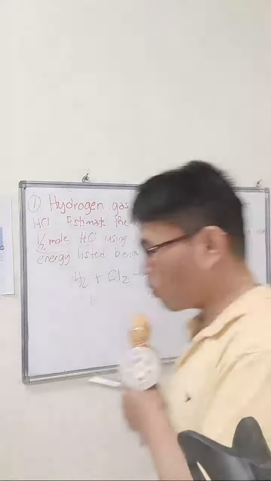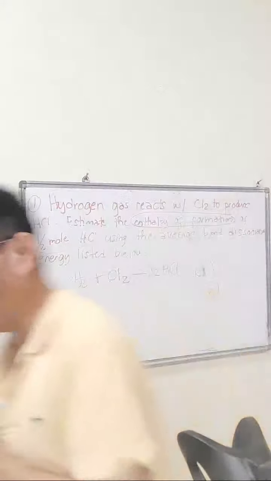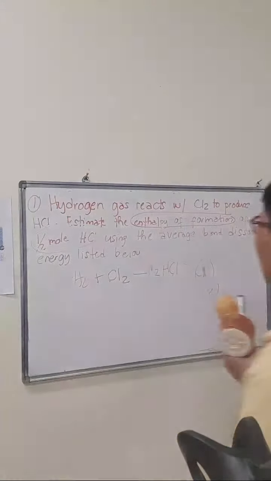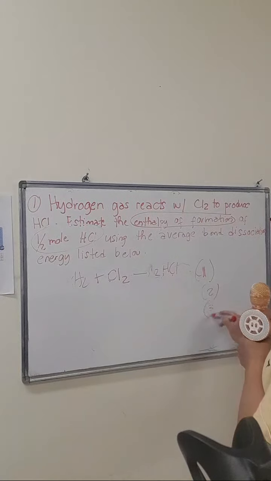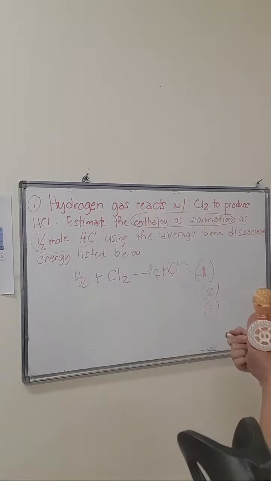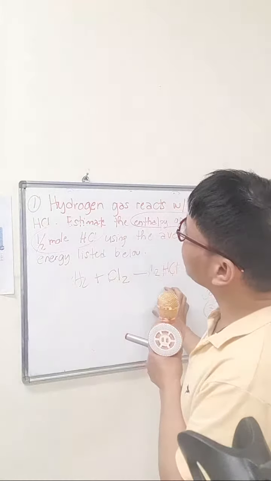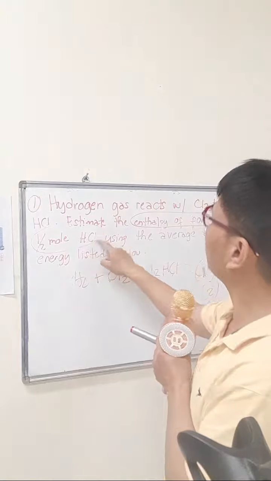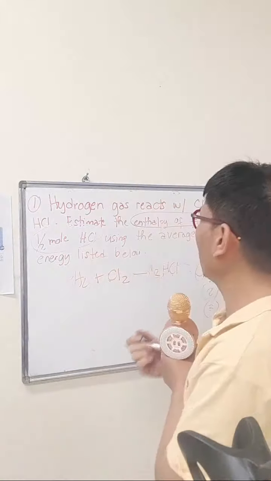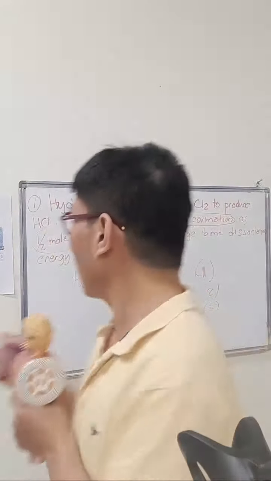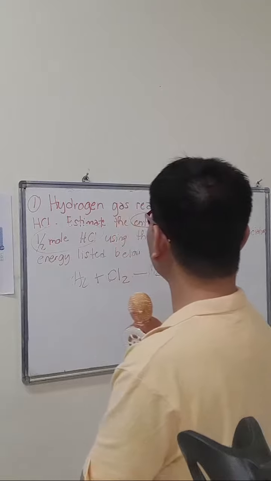Now, we go to option 3. Nakakaloka, di ba? Option 3. So how about keeping your balanced equation like this, but you just compute 1/2 mole HCl based on the average bond dissociation energy listed below. Okay, you got the point? And then add 1/2, 1/2, 1/2 like this. You get the point?